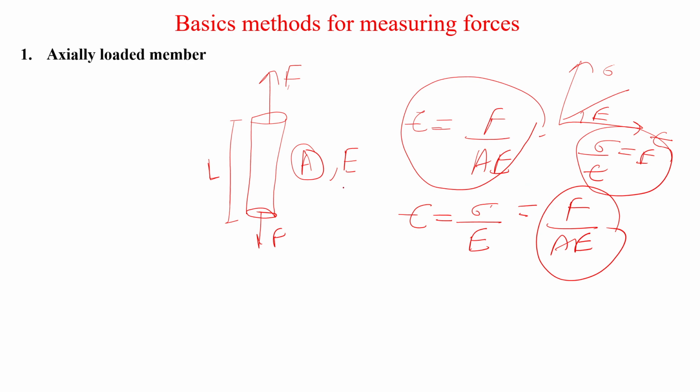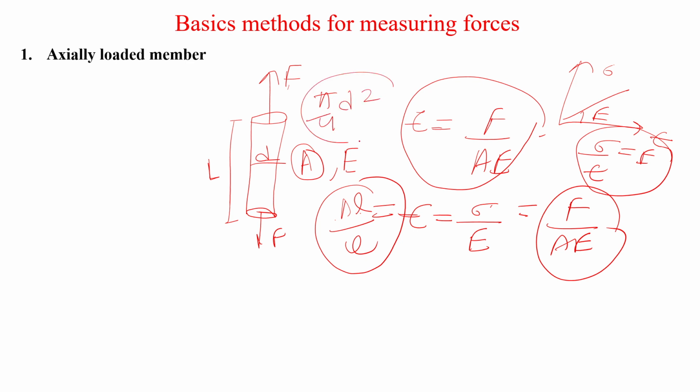So for an axially loaded member, if you know the value of strain, and what is strain? Strain is change in length upon original length. If you know the value of strain, and you already know the Young's modulus value, and the area is what? If the diameter is d, then the area is pi by 4 d square. Then you can directly find F. So from knowing the material property and calculating the strain, we can find F, which is the force. This is one of the methods of finding force.